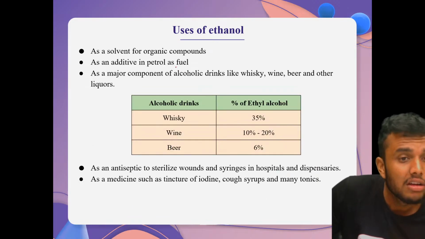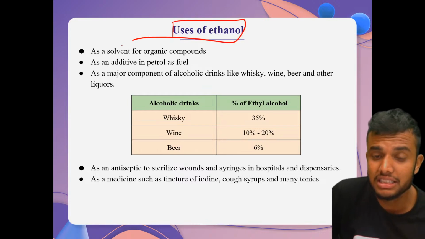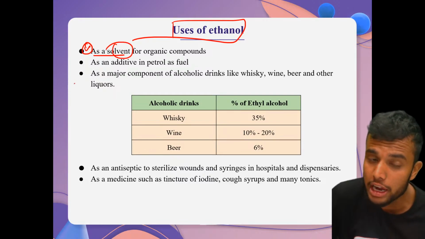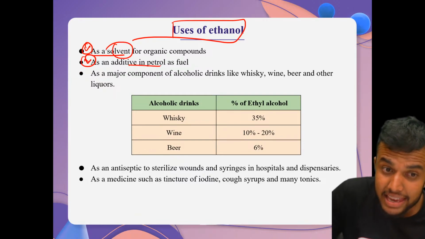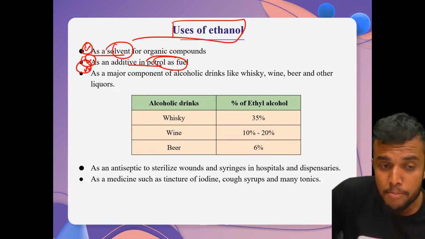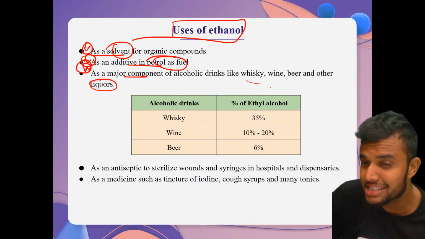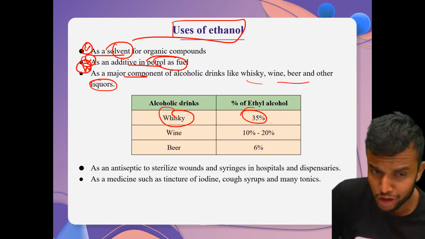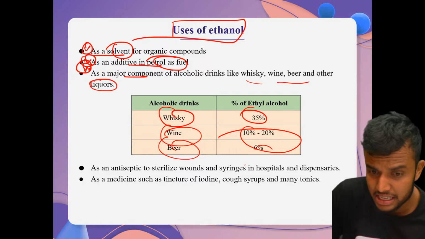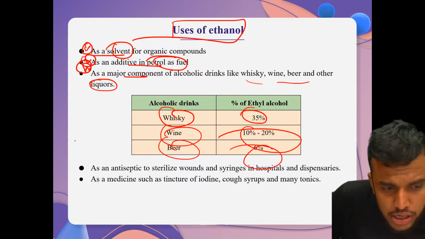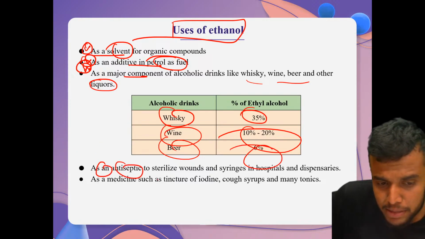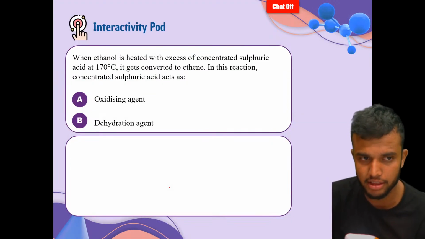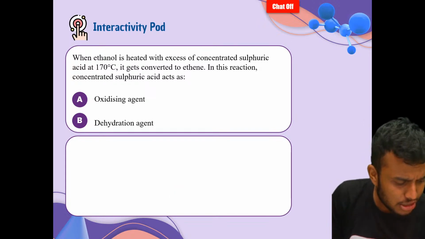Students, now let us discuss the uses of ethanol. The first use is as a main solvent for organic compounds. Second, as an additive in petrol fuel. Third, as a major component of alcoholic drinks like whiskey, wine, beer and others. In whiskey, about 35% ethanol is present, wine 10 to 20%, beer 6%. It is also used as an antiseptic to sterilize wounds, and as a medicine such as tincture of iodine.